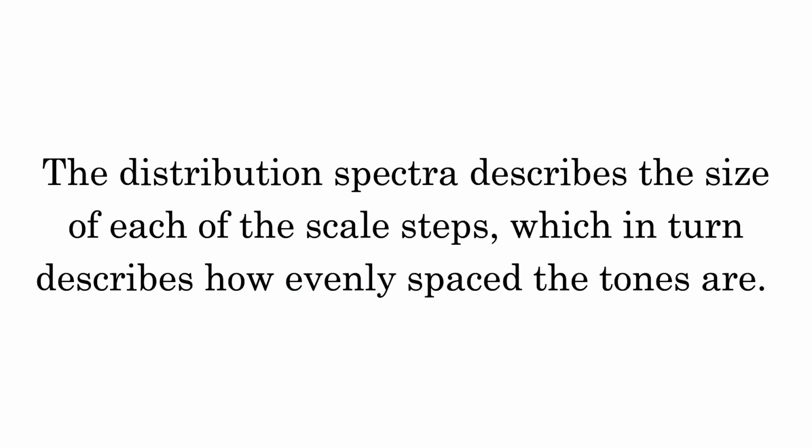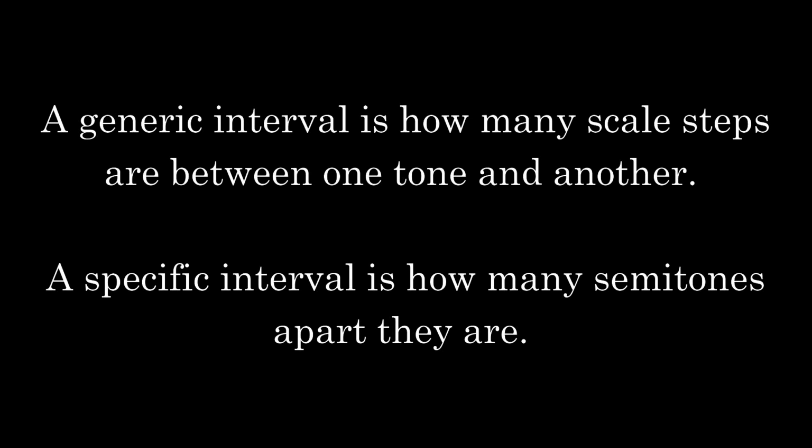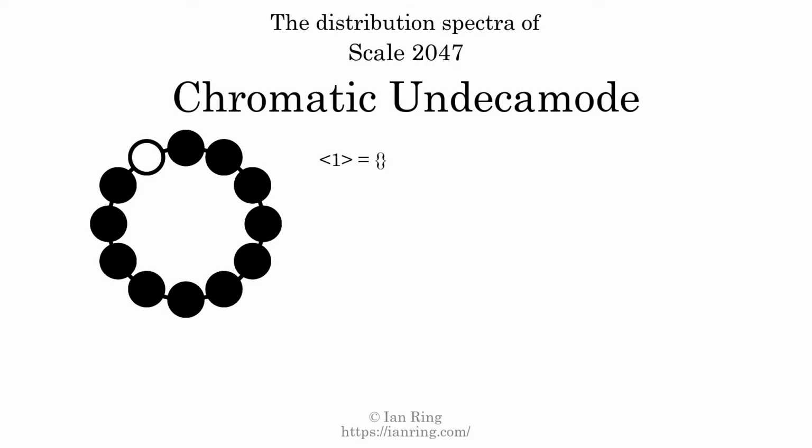The distribution spectra describes the size of each of the scale steps, which in turn describes how evenly spaced the tones are. A generic interval is how many scale steps are between one tone and another. A specific interval is how many semitones apart they are. The generic interval of one scale step comes in two different specific interval sizes. 1 semitone and 2 semitones.